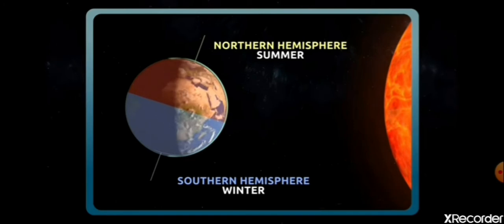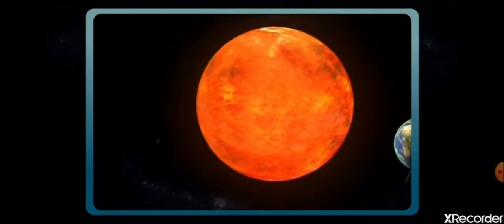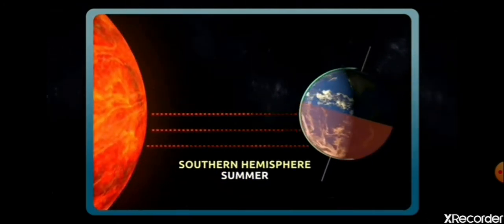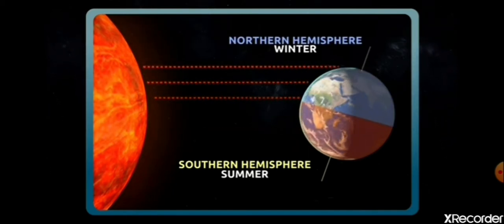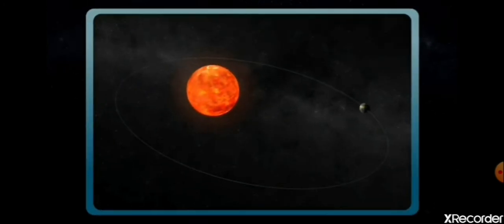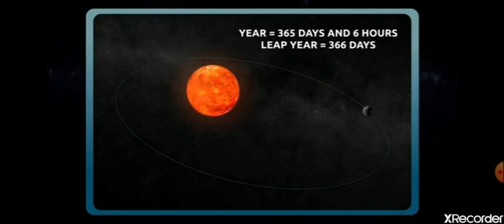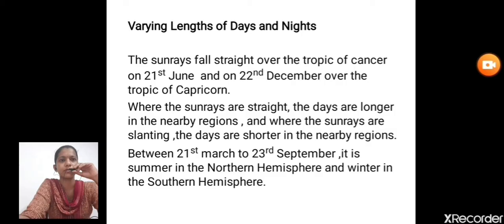Here, we can see that it's summertime in the northern hemisphere and wintertime in the southern hemisphere. The opposite will occur in 6 months. Sunlight will reach the southern hemisphere in a more direct way, and it will be summer, while in the northern hemisphere, it will be winter. Owing to the fact that the revolution of the Earth around the Sun doesn't take exactly 365 days, but 365 days and 6 hours, there are leap years, which have one more day, 366 days. That's why every 4 years, February has one more day, day 29.